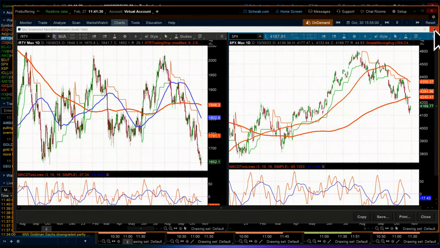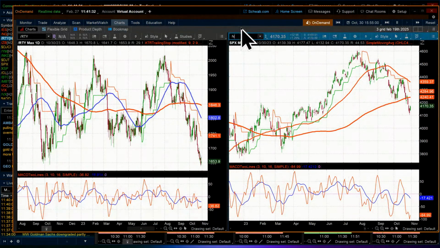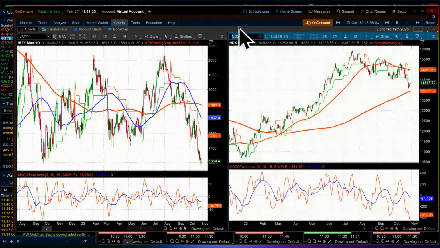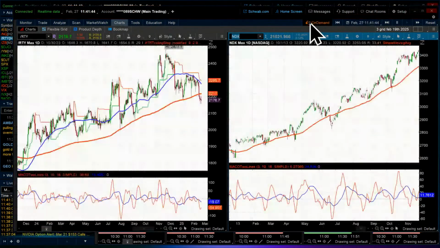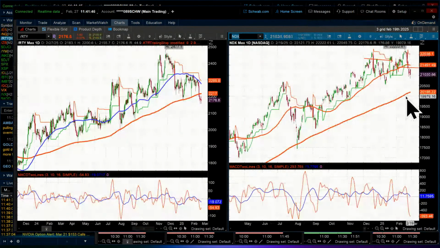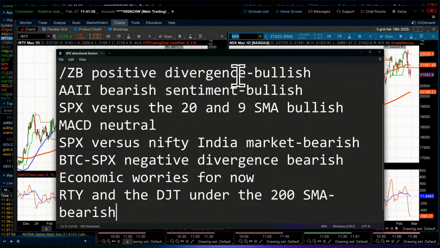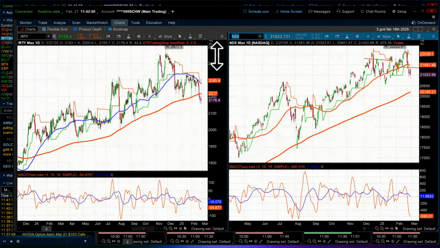So you can actually add the NDX in here. So the NDX, it stayed over it the whole time, but at least it approached it. Now go to now. It hasn't approached it yet. It's not that far away, but it hasn't approached it. So that's what I'm watching. So that's one of the negatives. That's why I have this up here. One of the negatives. All right.